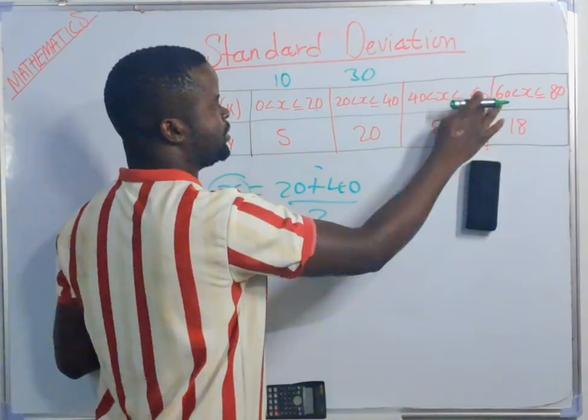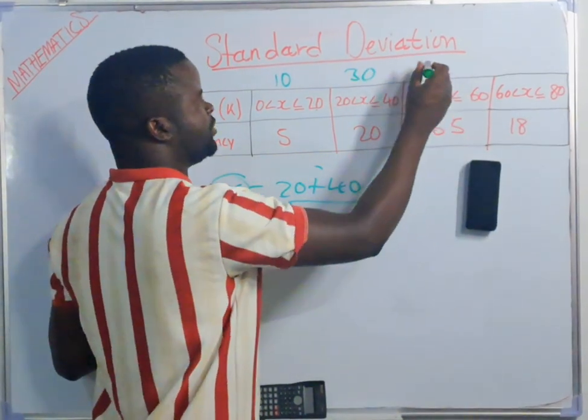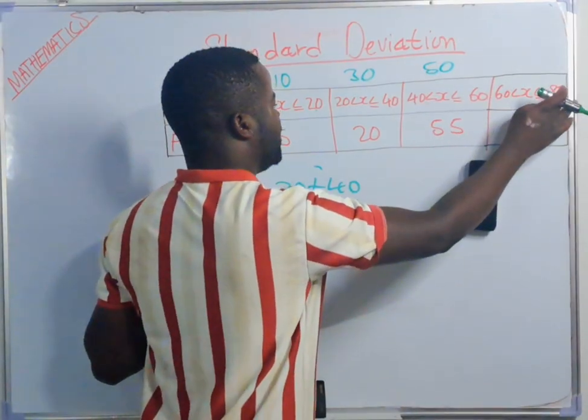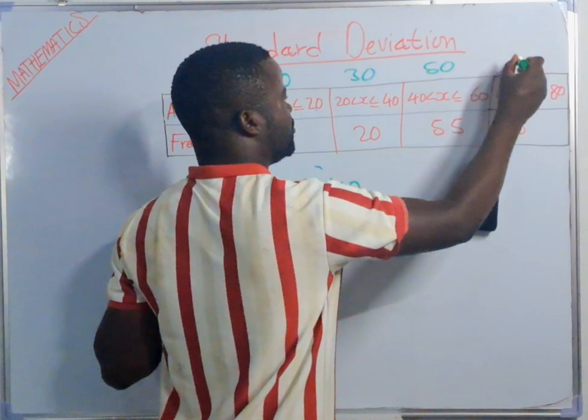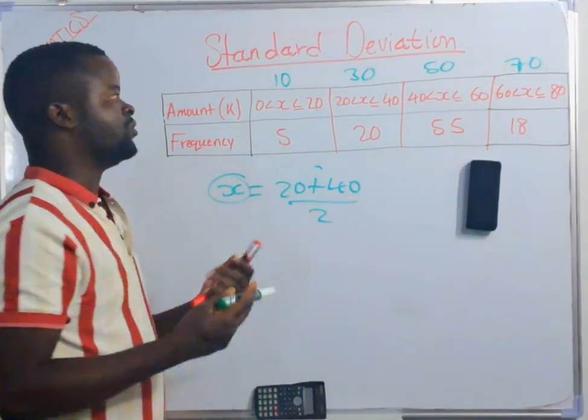It is 40 plus 60. We are getting 100. The mid value is 50. Here, 60 plus 80, we are getting 140. The mid value is 70. So this is the first step that you need to consider.